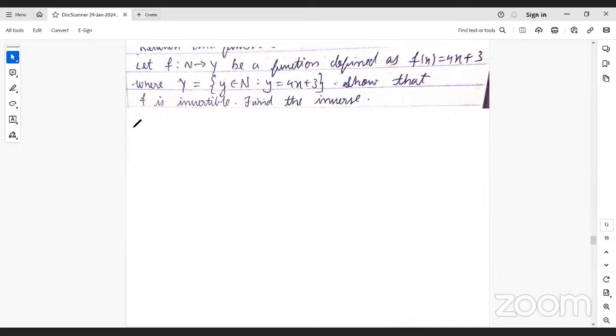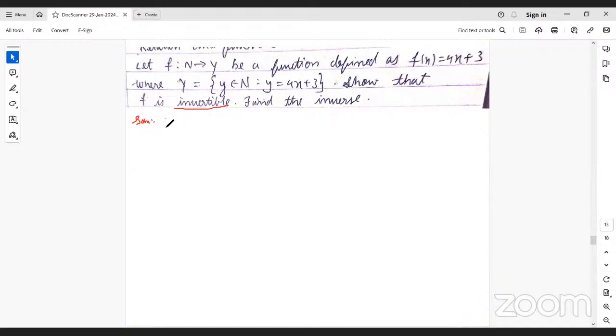In method 2, what we need to do is make use of the composition of two functions. If they ask you to just check whether it is 1-1 and onto and find the inverse, method 1 is absolutely correct, you can go with that method. But when invertible is used, it is better to go with the composition of two functions.